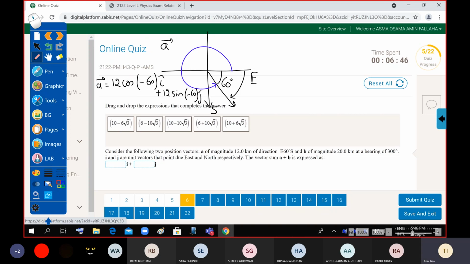So what will be vector A then? Vector A, after the simplification, will give you 6i minus 6 radical 3j. And you pause. Now you go to vector B.